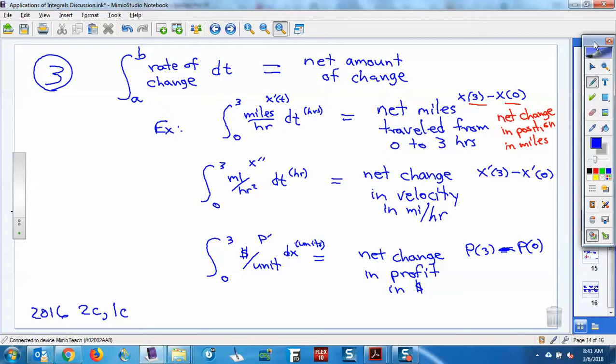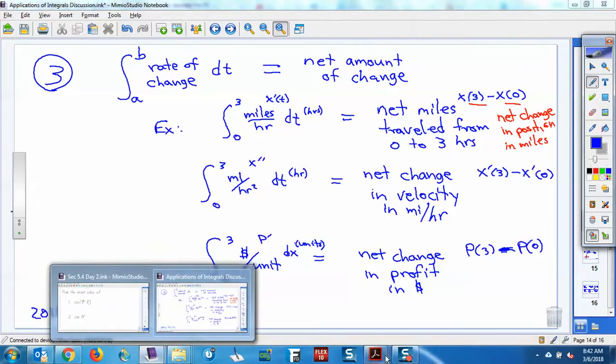How about you're selling something, you're doing the profit. This would be the rate; it's called the marginal profit, actually. We learned that back in chapter 4. The marginal profit is in dollars per unit. When you do the antiderivative, it's profit, your net change in profit. That'd be profit for selling 3,000 minus profit for selling none. Zero's kind of silly in that case, but anyway, that'd be your net change in profit for selling so many units. So those are just some examples of a net change scenario. We've got a couple more of these. Notice how many there are in this 2016 packet.